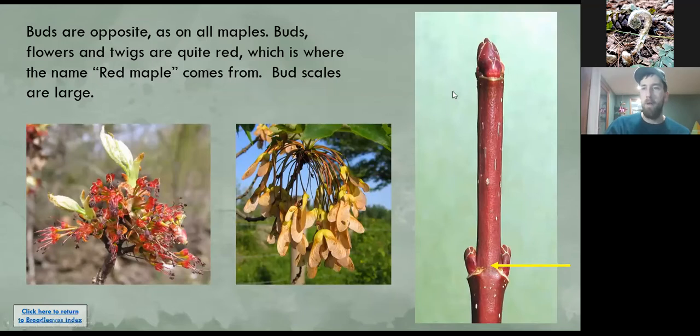The great thing about red maple is that a lot of it's red, so it makes it easy to identify. So the terminal twigs and buds tend to be a red color. Your flowers in the springtime are red. So that makes it pretty straightforward there.